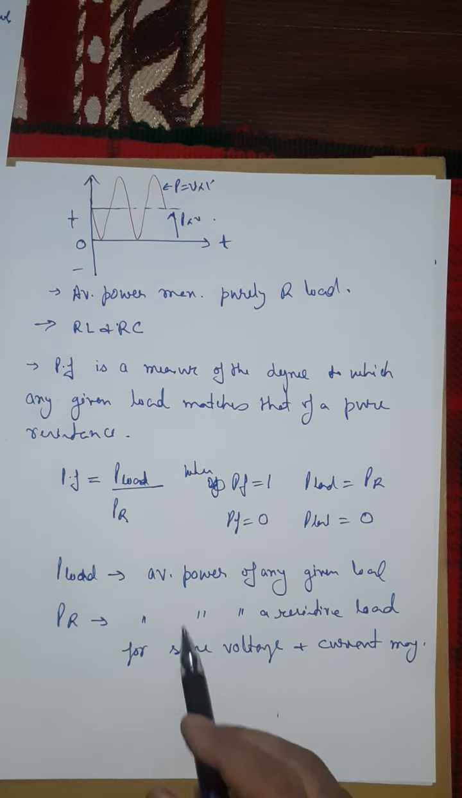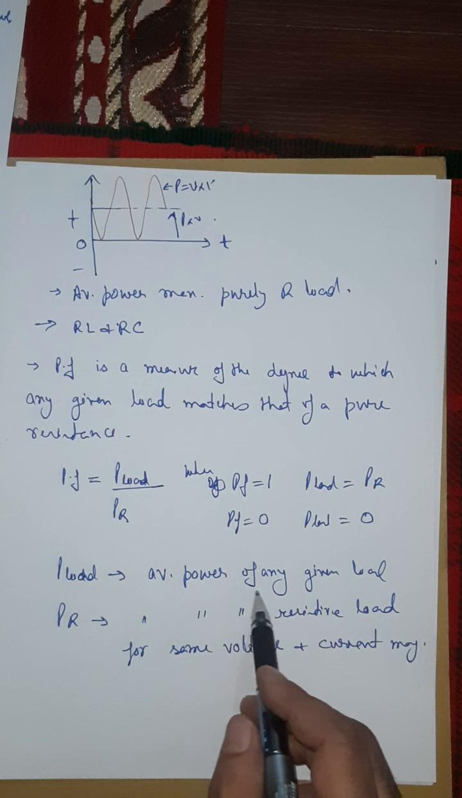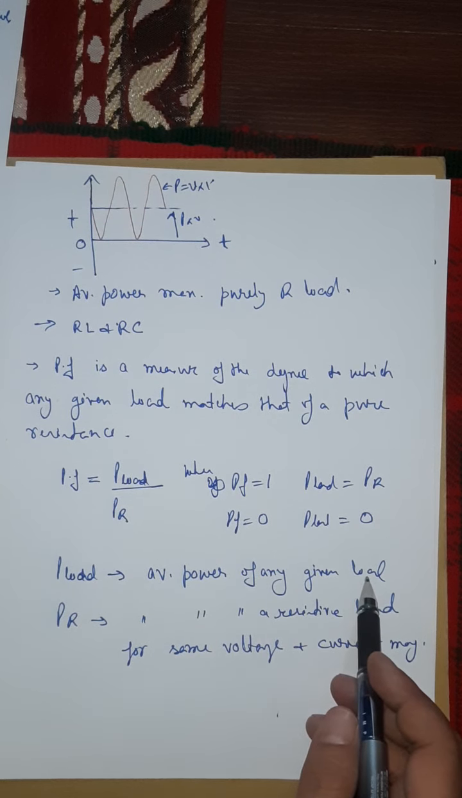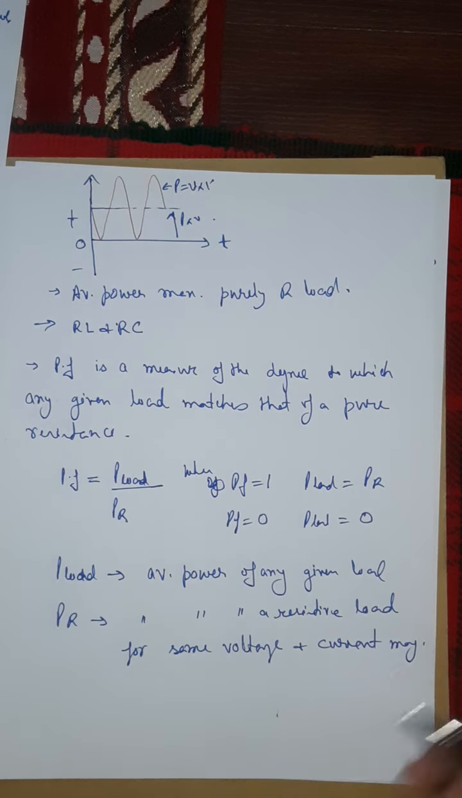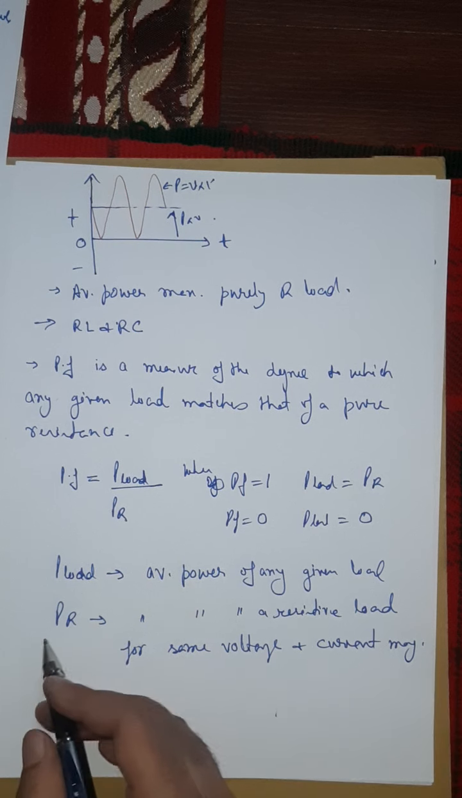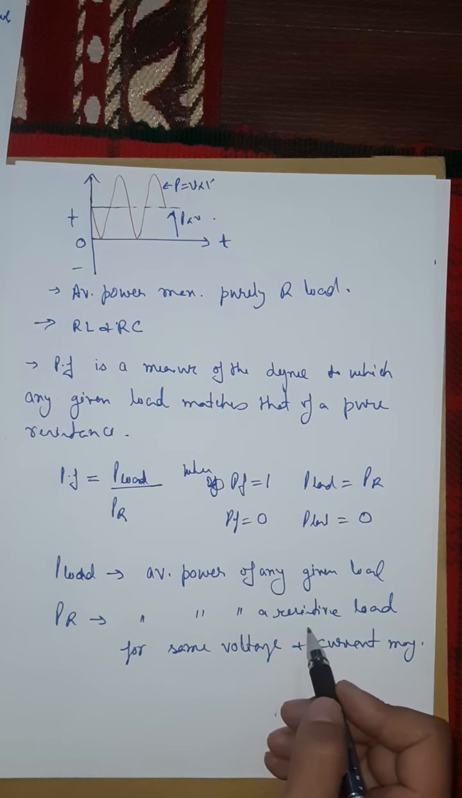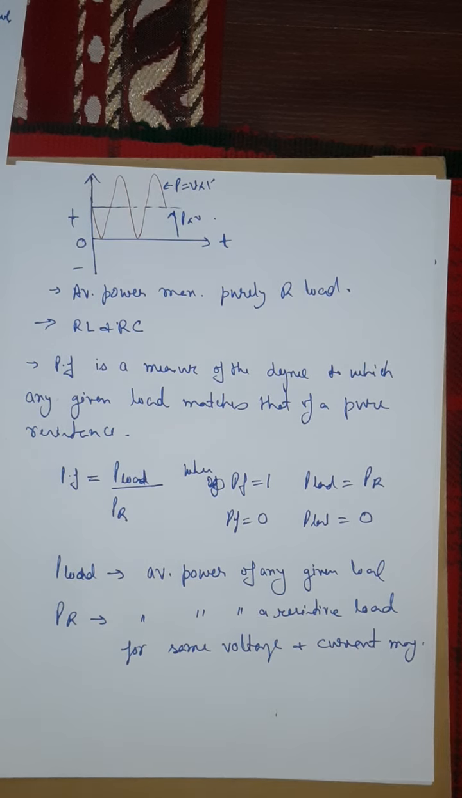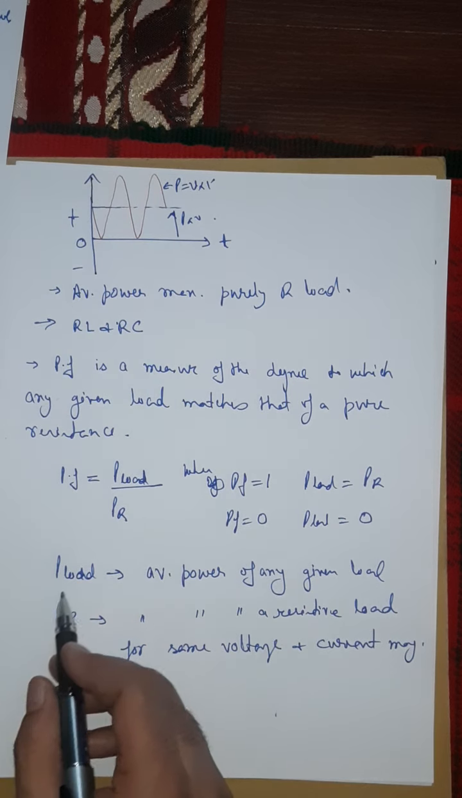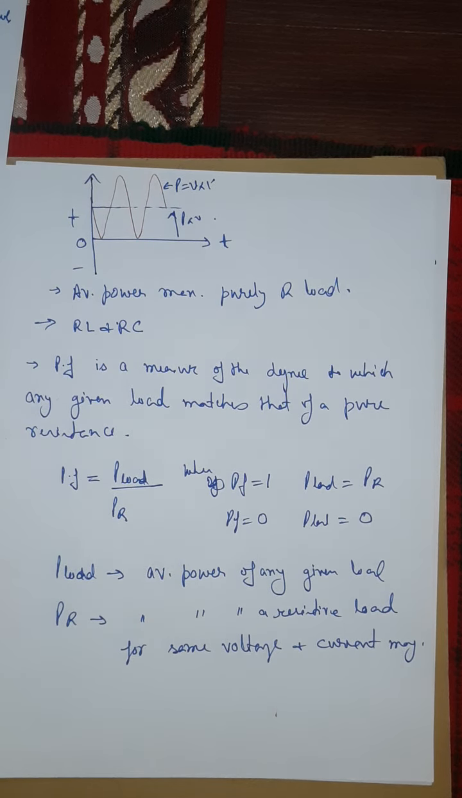Okay. So what is P load? P load is the average power of any given load at a certain voltage and current magnitude, and PR is nothing but the average value of a resistive load for the same voltage and current magnitude as that of the P load. Okay, got it?